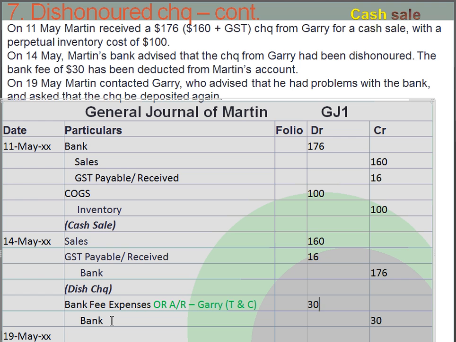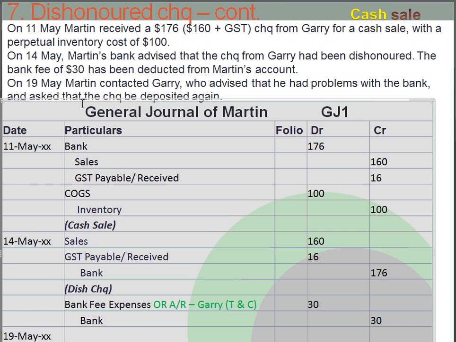However, if Martin cannot bill Gary for some reason or doesn't want to bill Gary, then we're just saying bank fee expense 30 and credit to bank 30. The description will be dishonor check fee or similar. Don't really have space for description, so I'll just leave it.